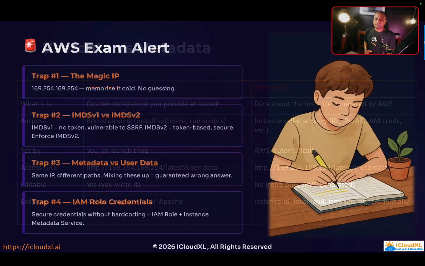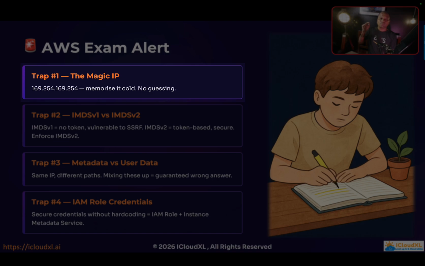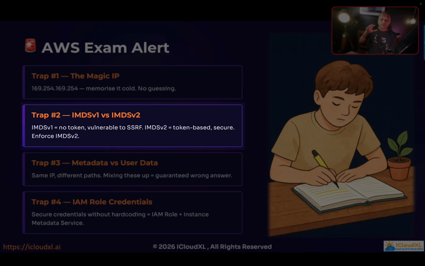I hope it made sense to you. Now for the exam, remember the magic IP 169.254.169.254. This is the endpoint for the metadata service. And number two, metadata service version 1 versus version 2. Version 2 has a token, version 1 doesn't. So version 2 is safer to use.